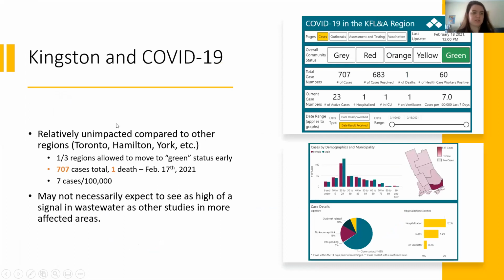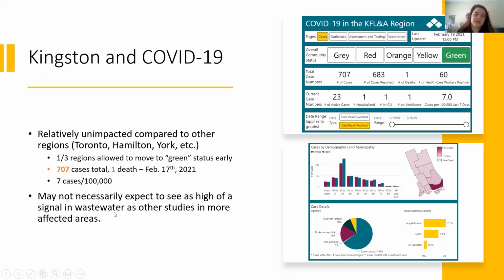So really quickly, just going over the status with Kingston and COVID-19, or more accurately, the KFLA region. I think this dashboard is the latest one that came out. We're relatively unimpacted compared to some other urban regions like Toronto, for instance. We're actually one of the 3 regions that were allowed to move back into a green status early on, February 10th, I believe. So we've only had 707 cumulative cases and 1 death. And right now we're sitting at 7 cases per 100,000 people.